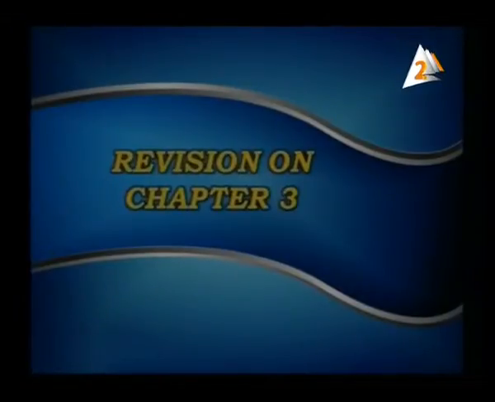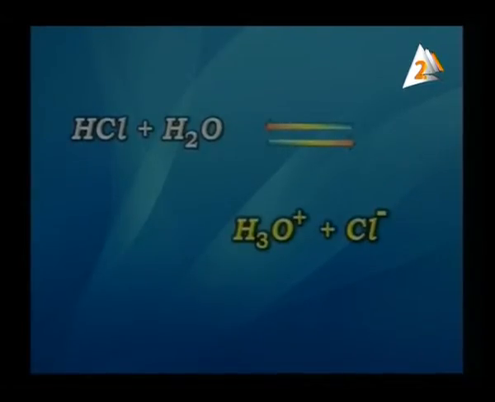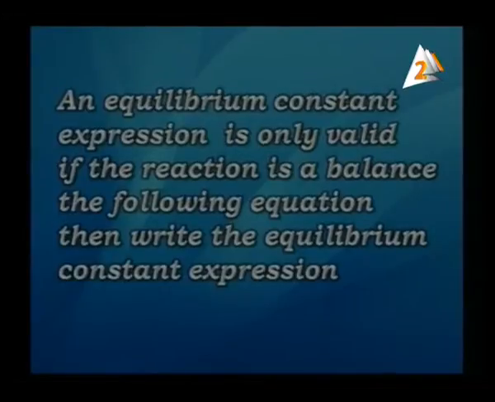General revision on chapter 3. Let's see and concentrate to catch each part in chapter 3. Let's fly to the first question. Here the first question, we have an equation HCl plus H2O reversible reaction. It makes H3O positive and Cl negative. This means an equilibrium constant expression is only valid if the reaction is balanced.